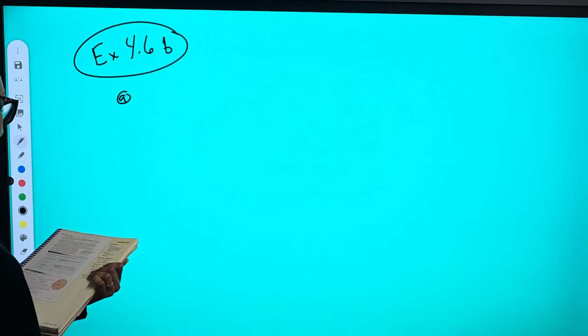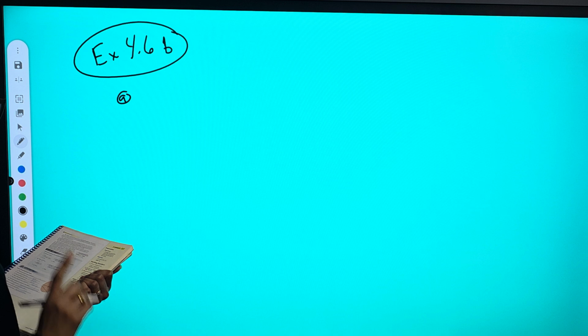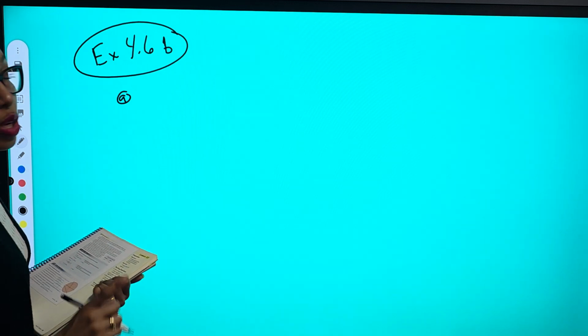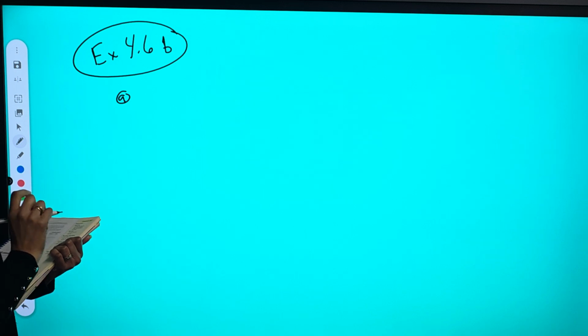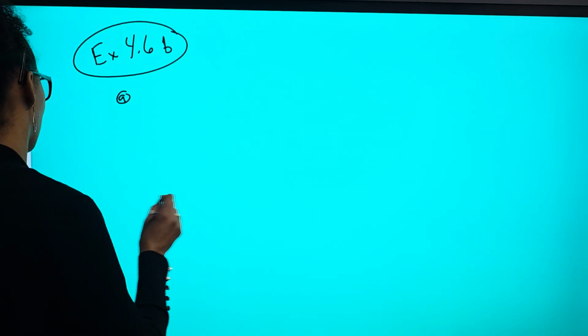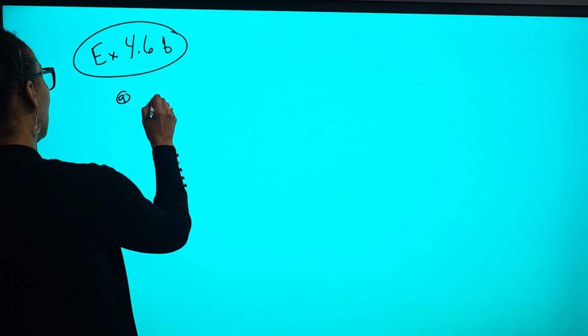All right, it says to find the circumference, round to the nearest tenth when needed. Keep that in mind. If the directions tell you to round to a certain value, make sure you round to that value, because you will miss points if you don't round it accurately.